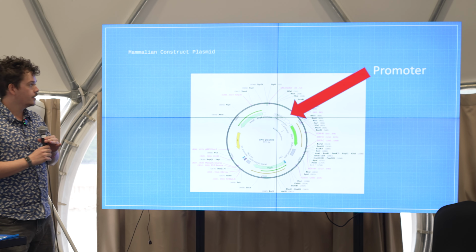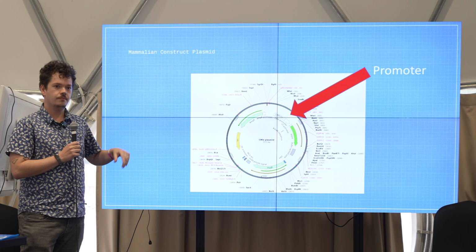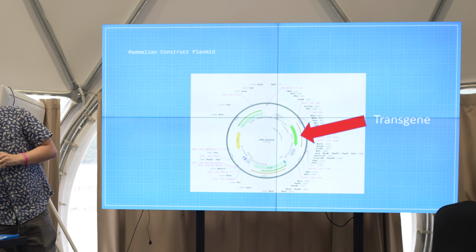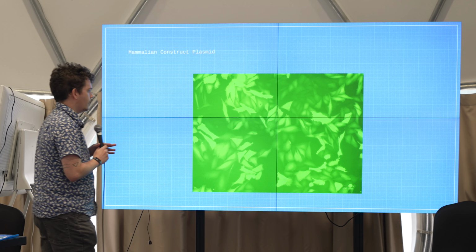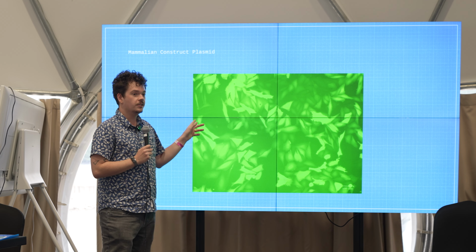Now, when it comes to mammalian stuff, we have particular mammalian promoters. In this case, this is a CMV. It's a strong promoter, and we have a transgene right after that. Now, the result of this is something we've done in our lab. I did this picture because you can see some that aren't totally transfected, but these are human cells.